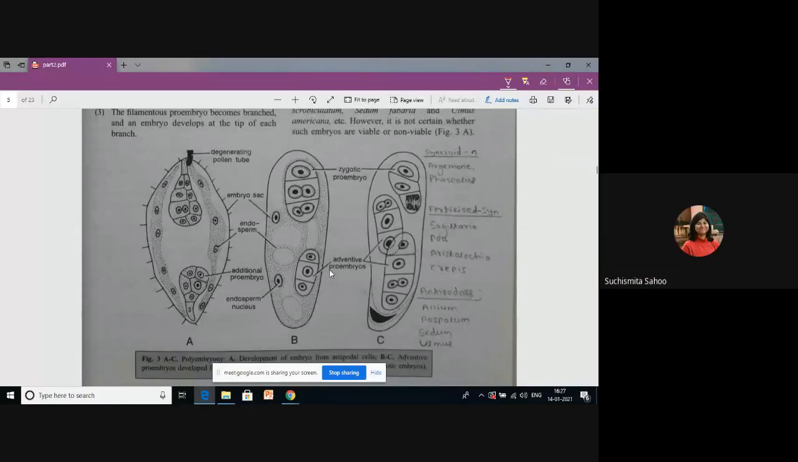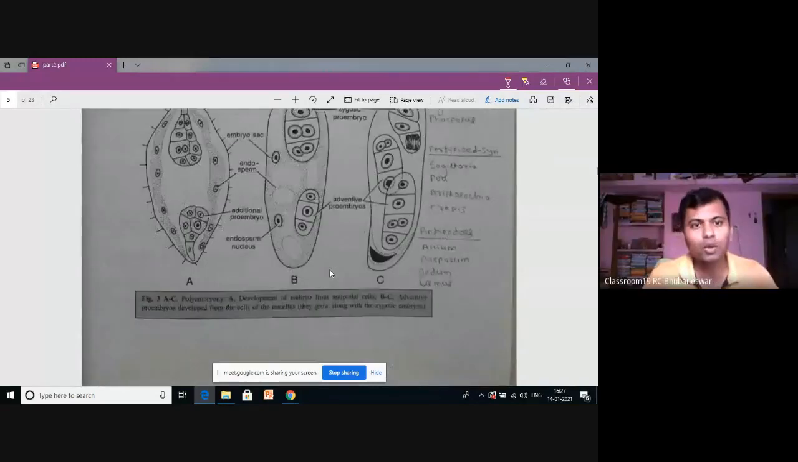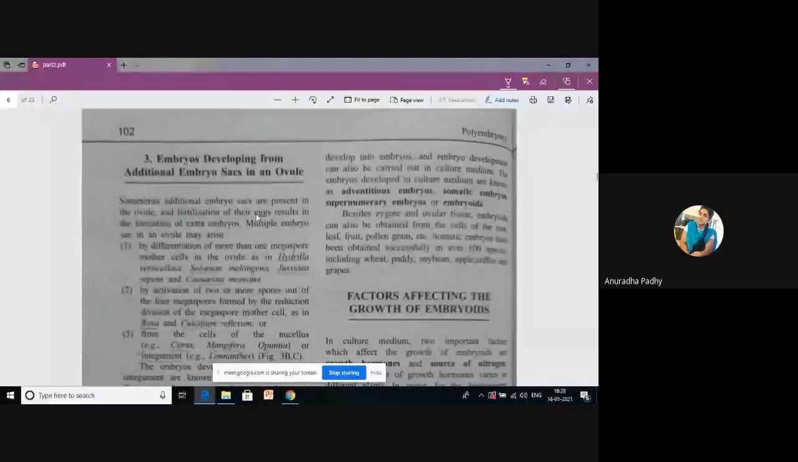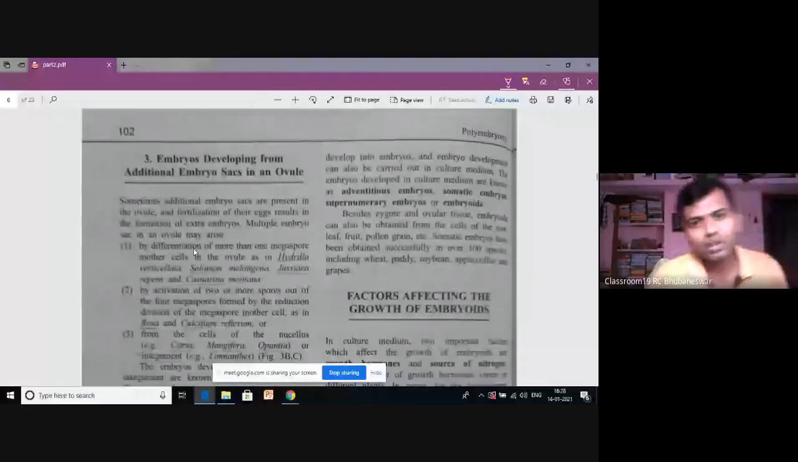The next cause is the embryo developing from an additional embryo sac in an ovule. Now tell me, inside an ovule, generally how many embryo sacs are there? Only one embryo sac, which we call the female gametophyte. When there is more than one embryo sac inside an ovule, the number of embryo sacs equals the number of eggs, which equals the number of embryos, because the egg becomes fertilized to form the embryo. Getting my point? Embryo developing from an additional embryo sac in an ovule.